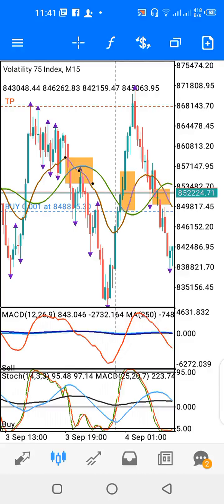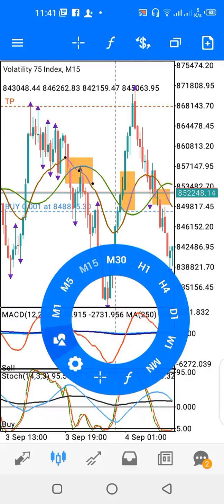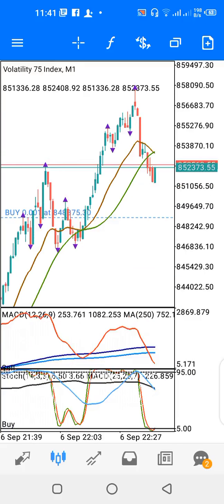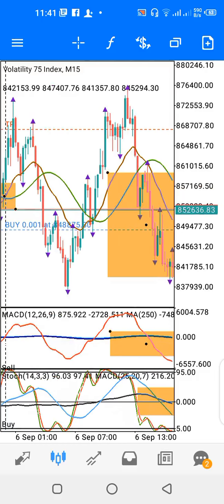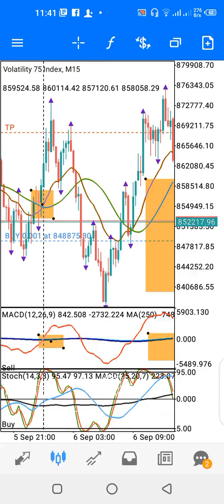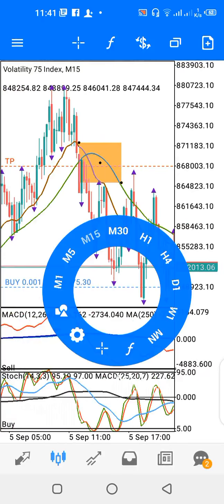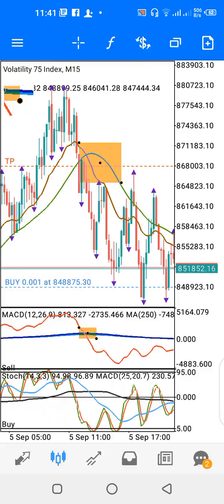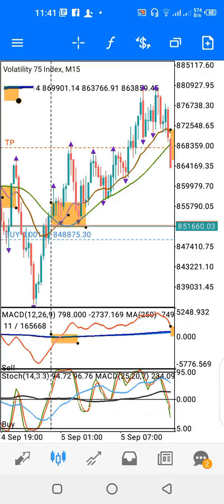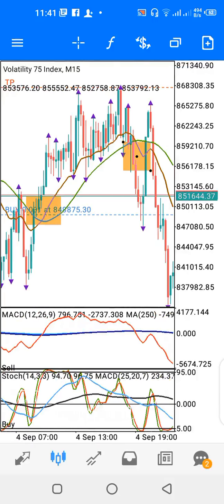So if we go to the main chart to look at how you can apply these settings and signals: when the red crosses below the blue, that gives you your sell signal. If the red crosses above, that's your buy signal. Cross below the blue is the sell signal. Cross above is the buy signal. Very simple and effective for profit making.